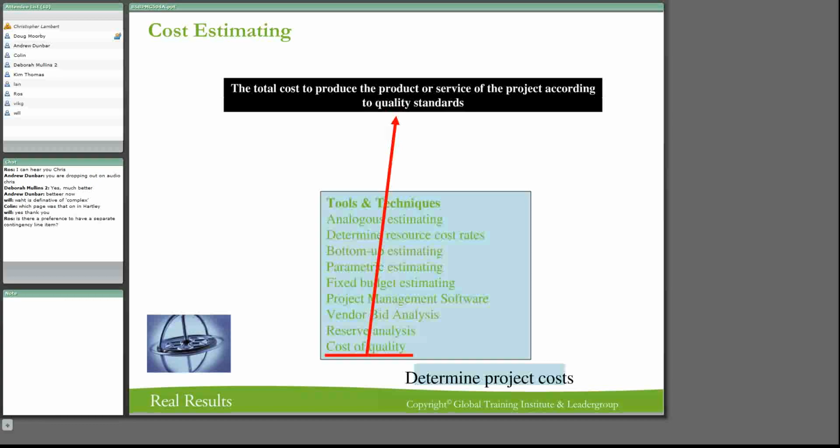Yes, Roz is back and she says, is there a preference to have a separate contingency line item? And yes, often my experience is yes, that's exactly what they would. Yes, a separate line item is a good idea to do that. And I wouldn't build it into activities. I would rather have a separate line item, and it is often a preference, because then it can be managed separately.